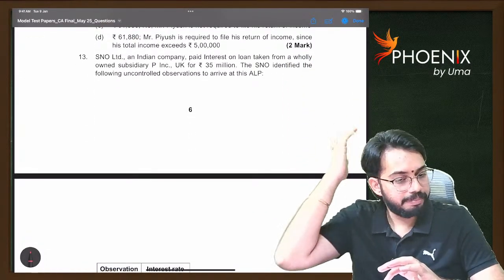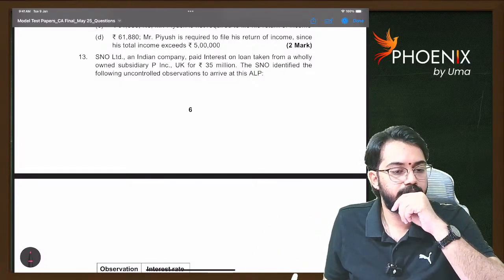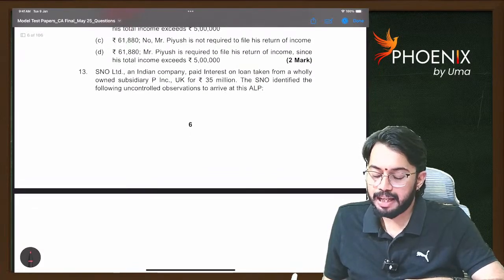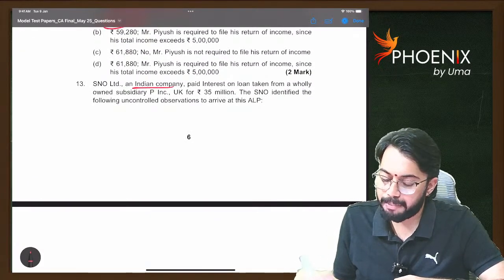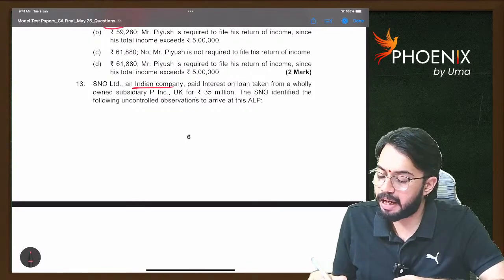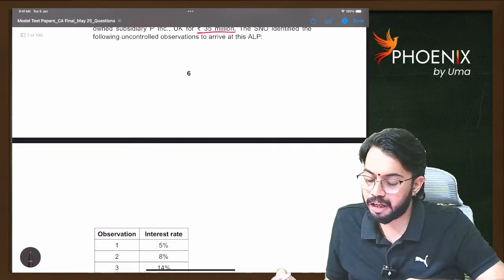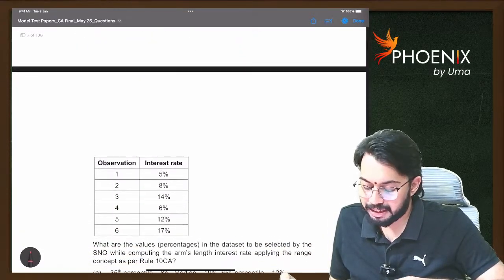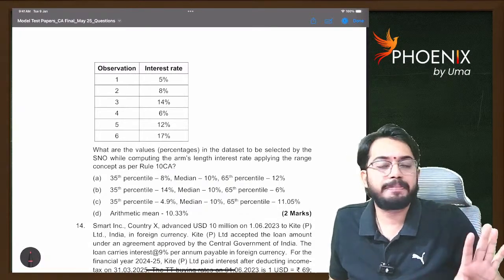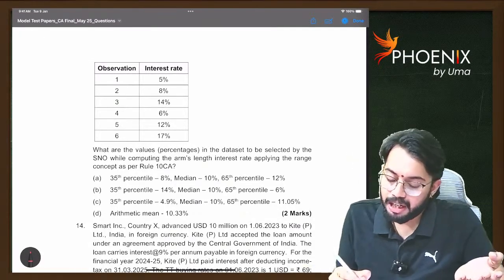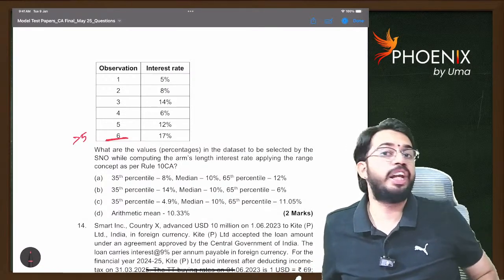Question number 13. SNO Limited, an Indian company, paid interest on loan taken from a globally owned subsidiary PINC UK for 35 millions. SNO identified the following uncontrolled observations to arrive at this arm's length price. See, up to 5 arm's length prices we will take average. Here number is 6, greater than 5. So we need to apply only range concept.